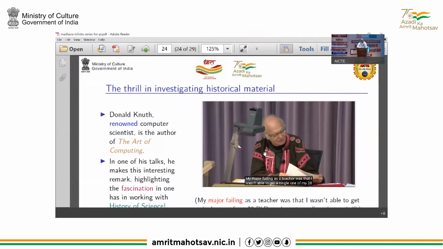So Donald Knuth, as all of us know, is a remarkable computer scientist who wrote the text, The Art of Computer Programming. They are like Bibles, real fantastic texts. He once says in one of his talks, my major failing as a teacher was I wasn't able to get a single one of my 28 PhD students to realize what a thrill it was to work with the source material. So one gets a thrill, but it's a challenging thing.